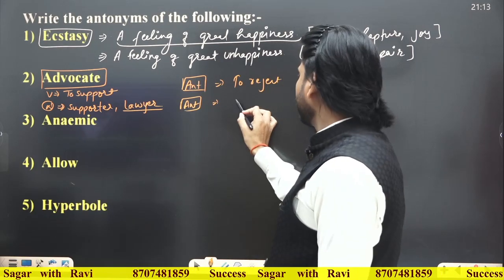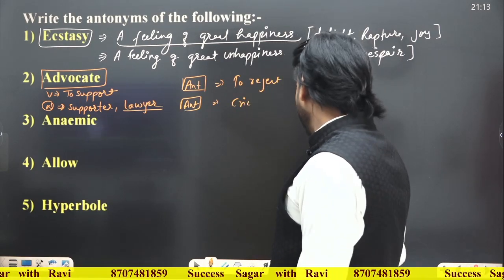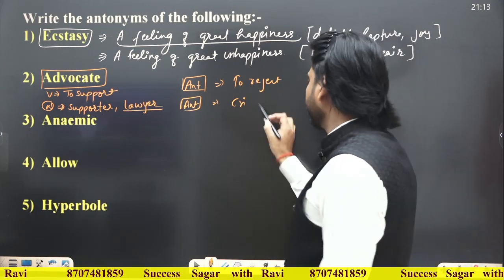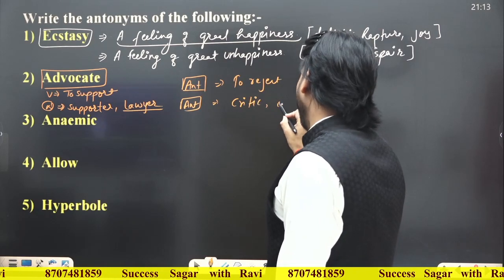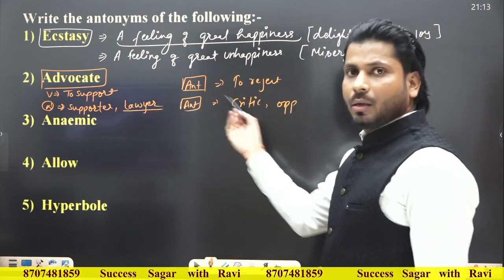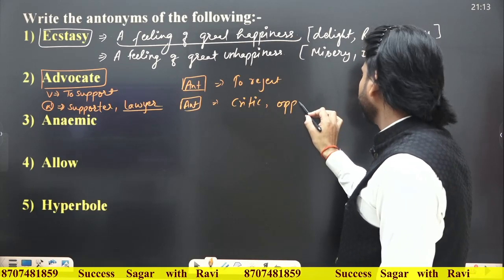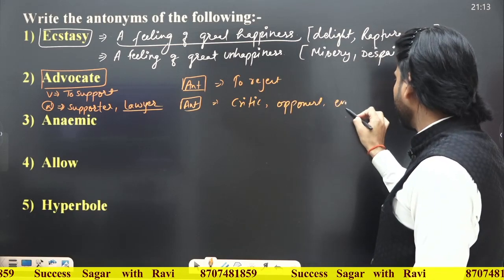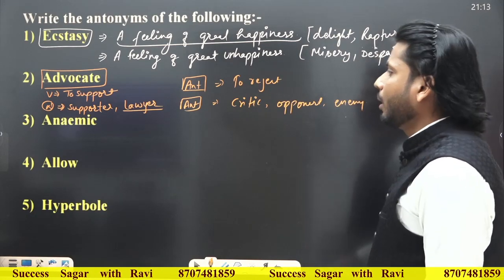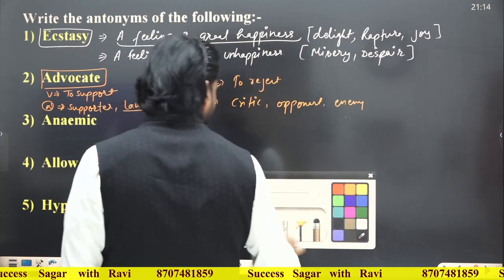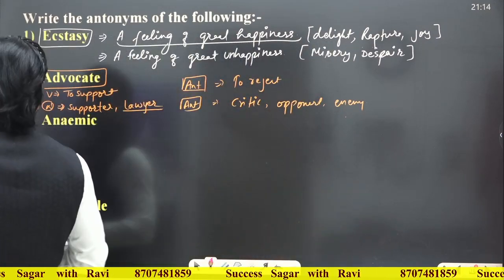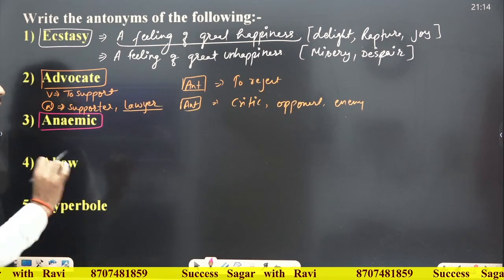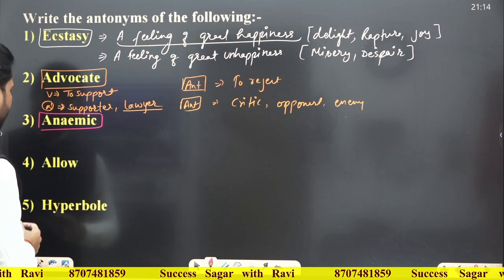You can talk about critic. You know critic. Critic means someone who talks bad or wrong things about something. It can be your opponent, your supporter. So opponent can also be the possible antonym. Opponent. It can be your enemy also. Enemy can also be the antonym for the given verb. What about anemia? You must have heard this word before. I expect you must have heard this word before. Anemic. It is an adjective. The part of speech of the word is adjective.